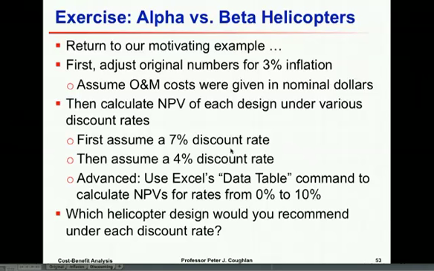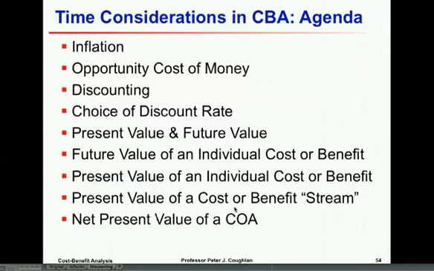What if it's a 7% discount rate? What if it's a 4% discount rate? And finally, I talked about using Excel's data table command to calculate NPVs for rates anywhere from 0 to 10%. And which helicopter design would you recommend under each discount rate? Well, let me show you that.